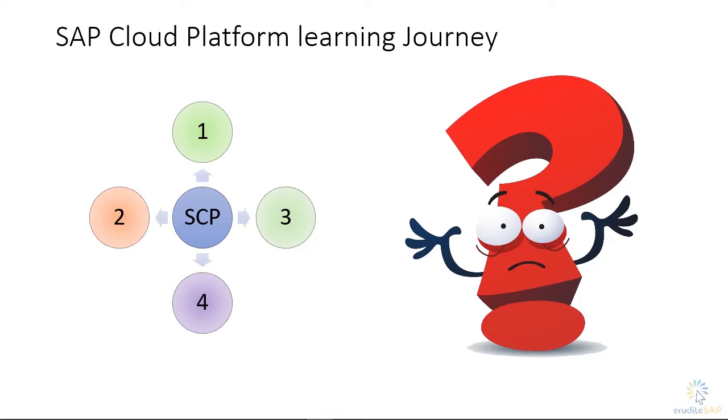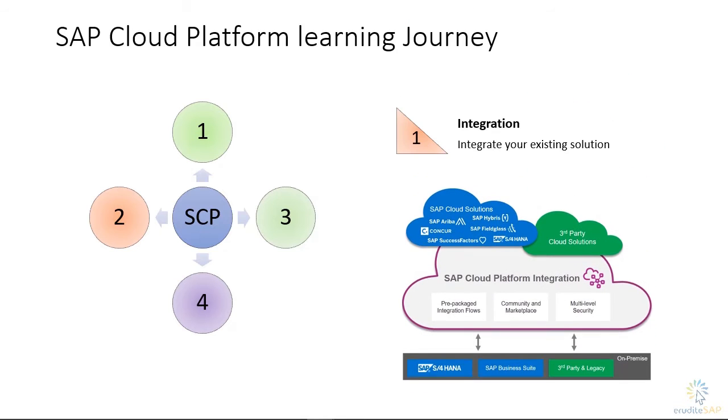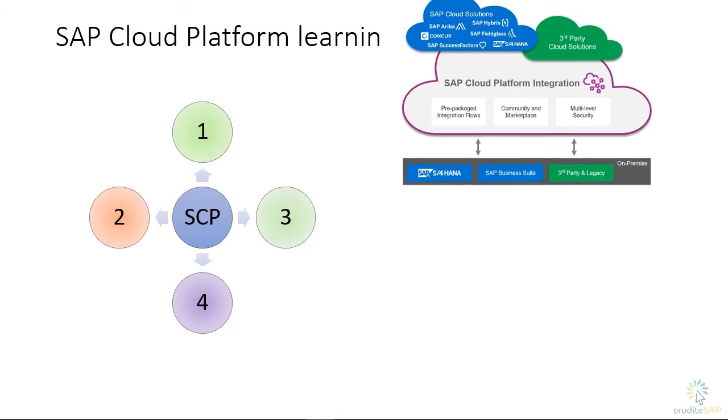Now, SAP Cloud Platform provides four types of solution building. The first one is integration. When we talk about integration in SAP Cloud Platform, it means we can integrate different types of solutions. For example, we can integrate our on-premise solution with S/4HANA Cloud or any other system. SAP Cloud Platform has different types of capabilities to handle the integration, for example, Integration Suite or Process Integration.